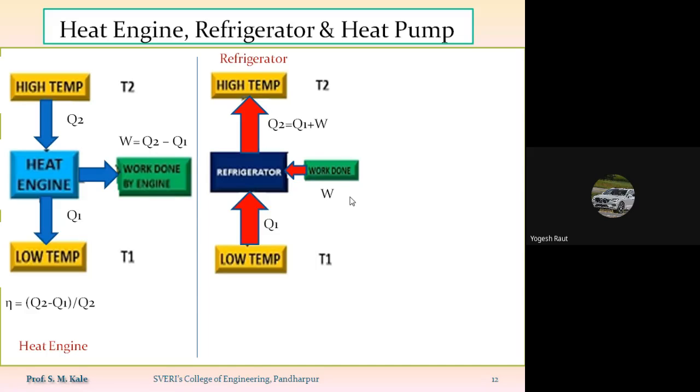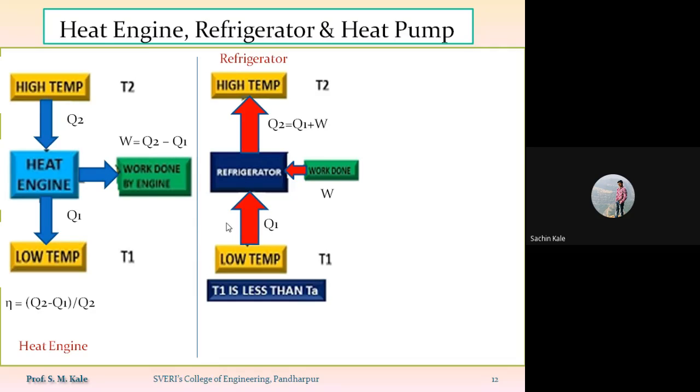Heat absorbed. How much heat is being absorbed from a body whose temperature we want to reduce and maintain. So here Q1 is the amount of heat absorption. In case of a refrigerator, our main intention is to keep the temperature T1 less than the atmospheric temperature. That is our main intention in case of a refrigerator.